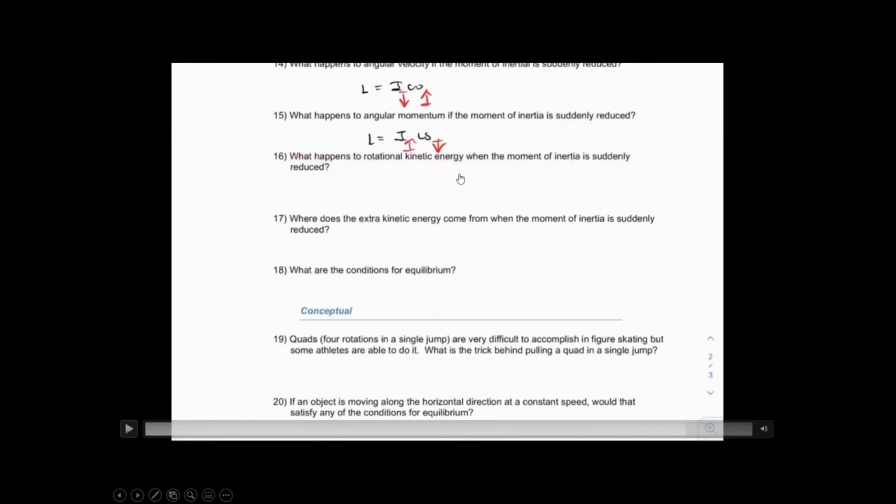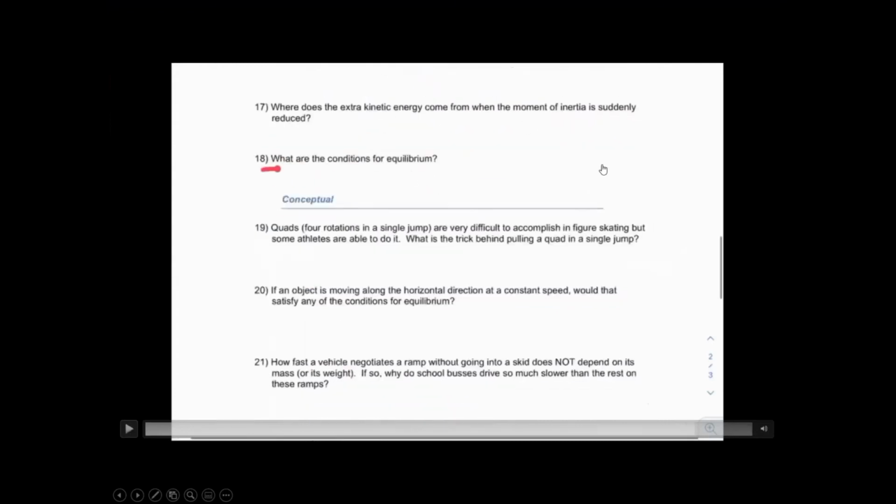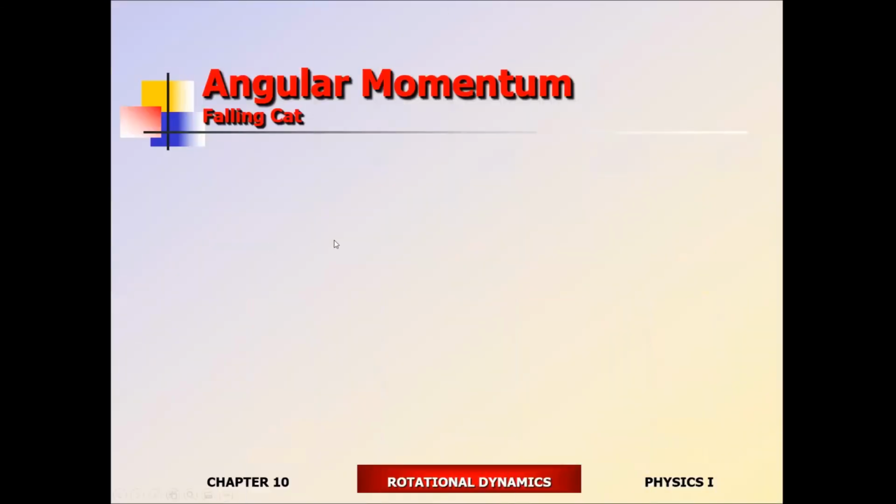Rotational kinetic energy is going to go up when the moment of inertia is suddenly reduced. The extra energy is going to come from your muscles, which means the chemical energy is going to get converted into kinetic energy. Conditions for equilibrium: net force is going to be 0, and the net torque is going to be 0.